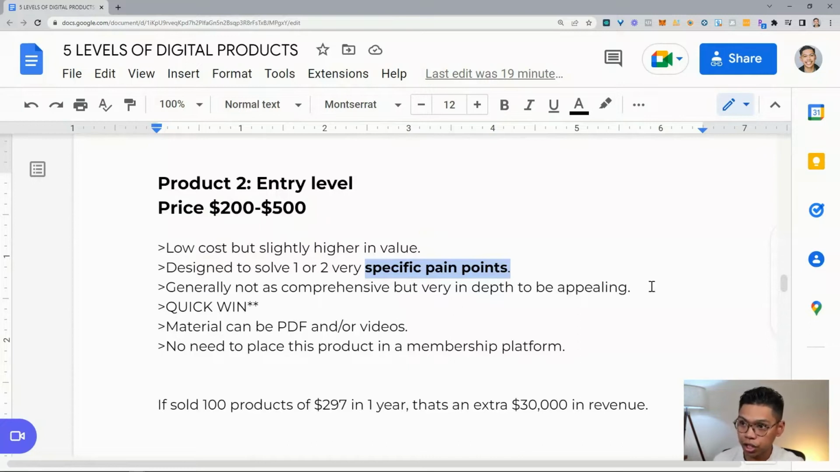Okay. It's generally not as comprehensive, but still very in depth to be appealing. You still want to get quick wins. Okay. And the material can be PDFs or videos, and or video. So meaning it could be a PDF with videos in it. And or it could just be videos, or it can just be PDF. But I would really just say PDF with videos. Like, I'd actually keep the videos there and then have PDFs there, but I would not just have PDF. Okay. That's just me. I think anywhere from 2 to 500 people would want some videos to help them be trained on the PDFs that they're going to be implementing.